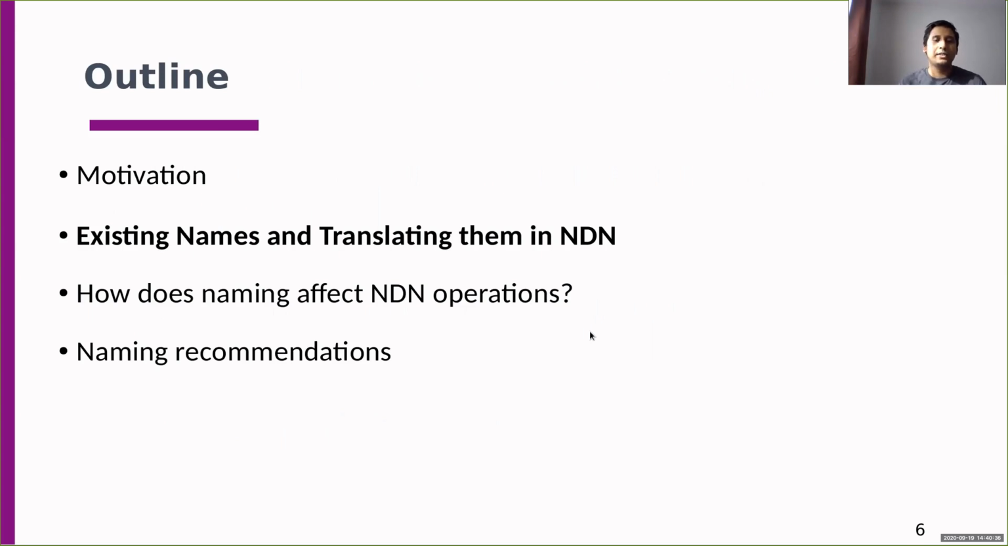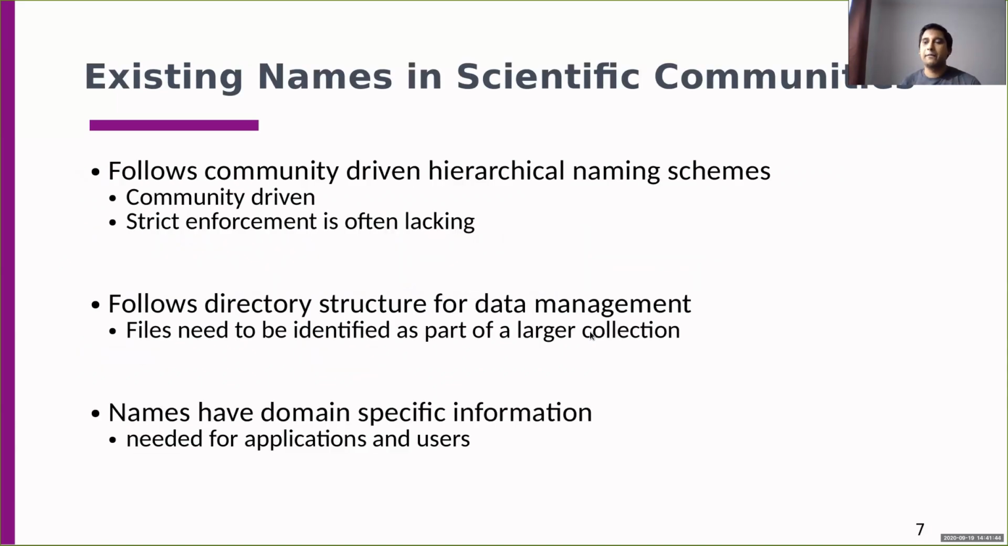So we talked about the motivation. I'm going to explain a little bit about how the existing names work in scientific communities and how we can translate them into NDN. We're also going to talk about how naming affects different NDN operations, forwarding, routing, caching, and so on. And then finally, we're going to talk about a few naming recommendations for the applications as well as the network operators.